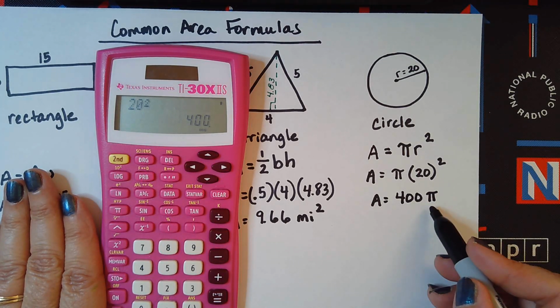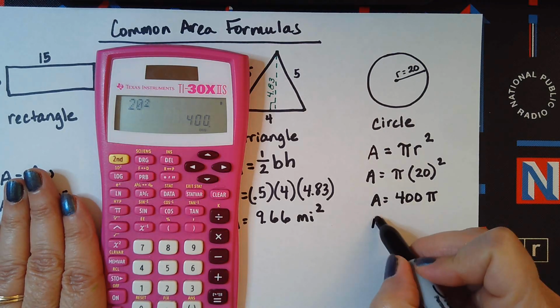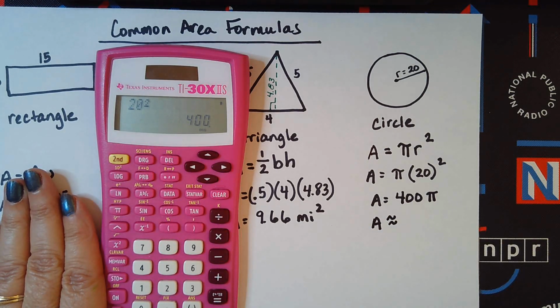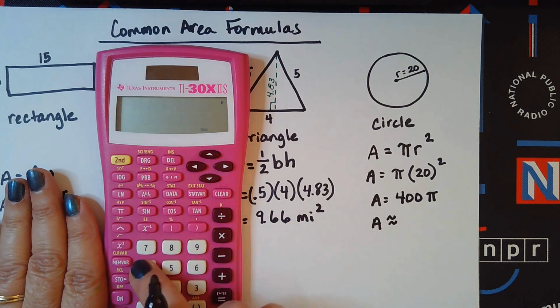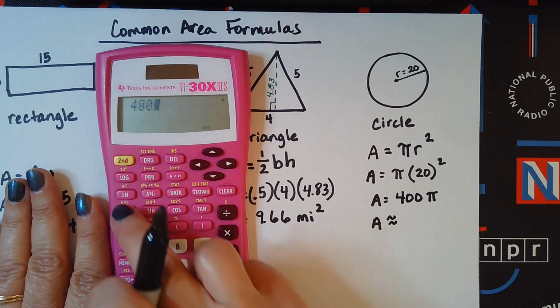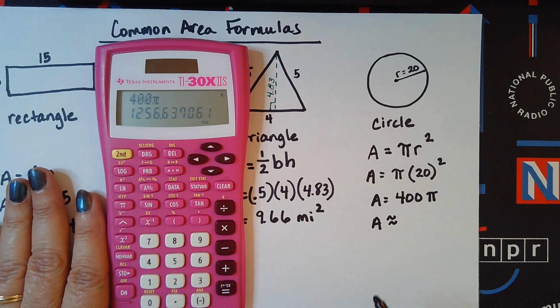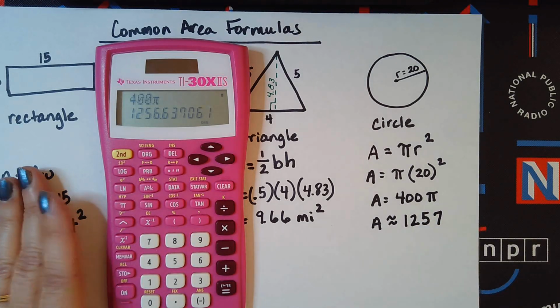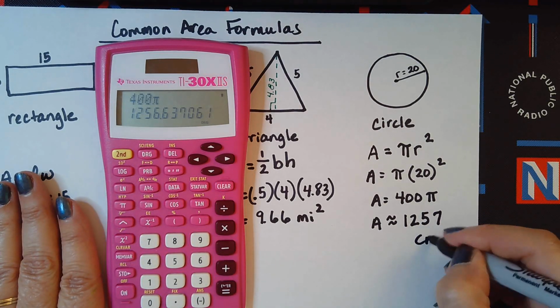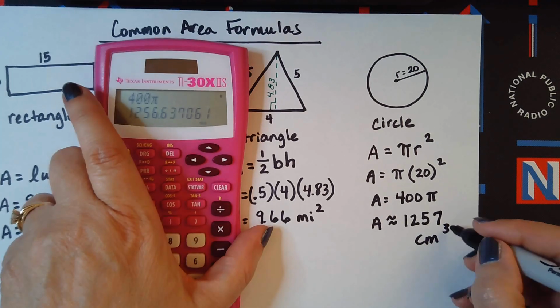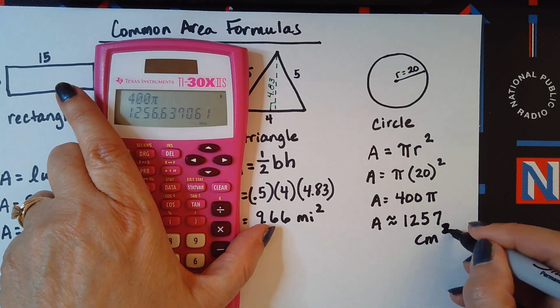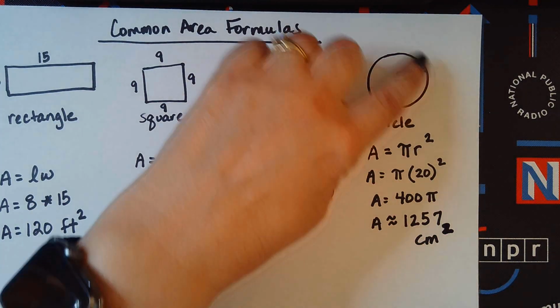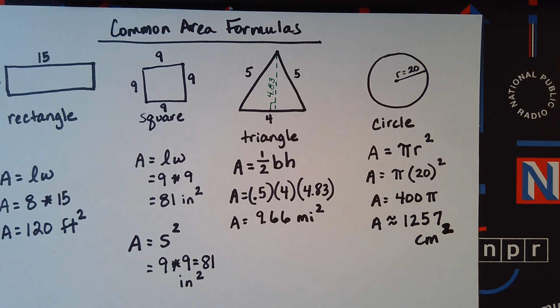Now, that is the exact answer. However, you cannot go into Home Depot and say, I would like to have 400 pi units of gravel, please. No, you cannot do that. You have to give them an actual number. So we'll do 400 pi in the calculator, hit equals. That is about 1257, whatever. Let's call this centimeters cubed. Oops, centimeters squared, sorry, centimeters squared. Because that's how much you would need to cover that whole circle.